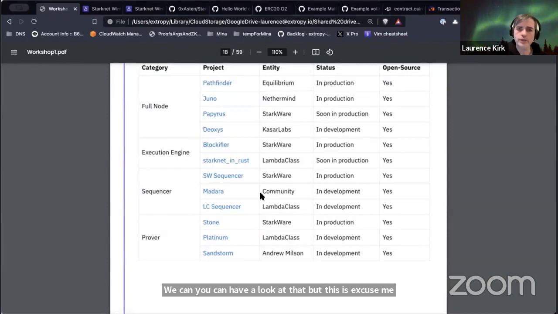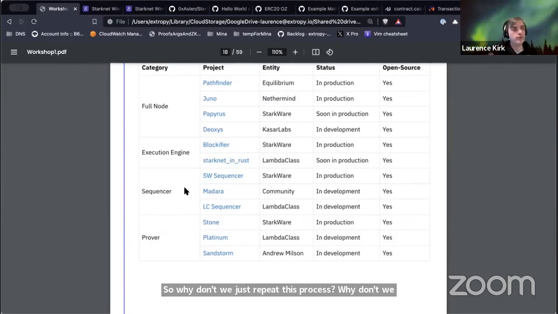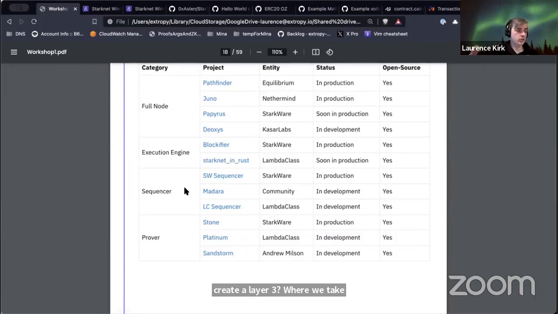Just one thing I would say, which I haven't really spoken about, but which could be interesting, is Madara. So this is a sequencer. I spoke about the sequencer in StarkNet. People thought about layer twos and said, well, layer twos give us all these advantages because we're taking execution away from the layer one, and we're doing that on the layer two. We're bundling transactions together and sending them to the layer one. So why don't we just repeat this process? Why don't we create a layer three where we take some transactions and execute them on a layer three, bundle those together and send those to a layer two as one transaction. And then that one transaction is part of the transactions that then get bundled to the layer one.